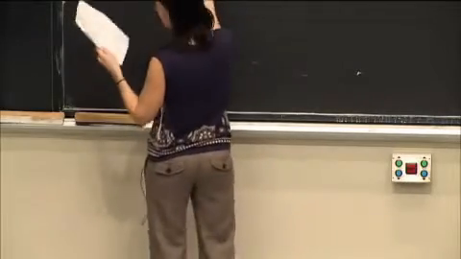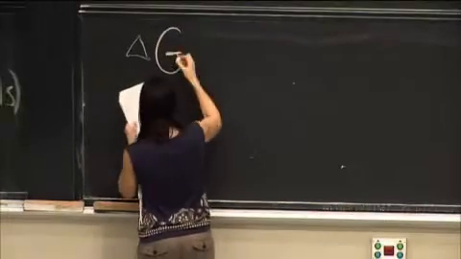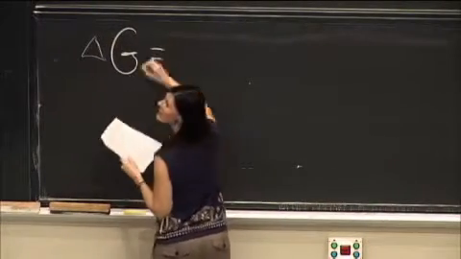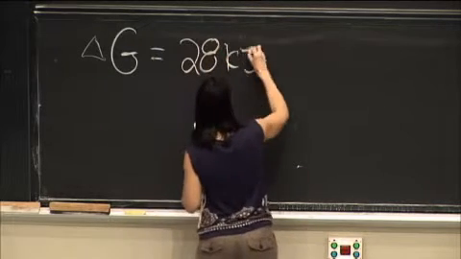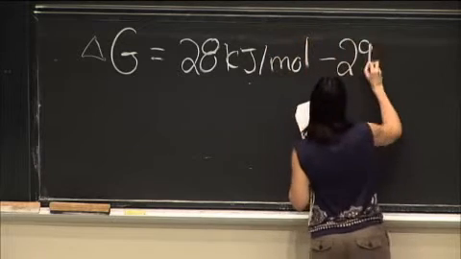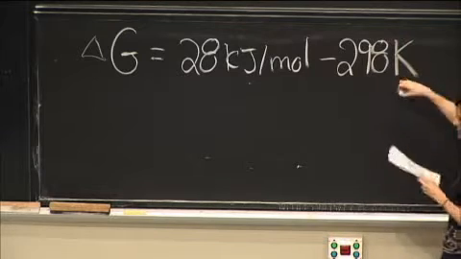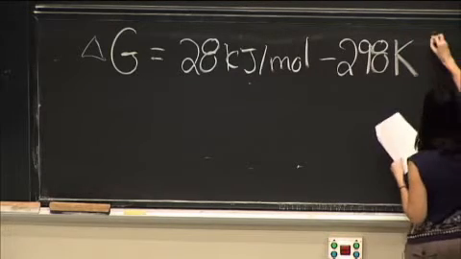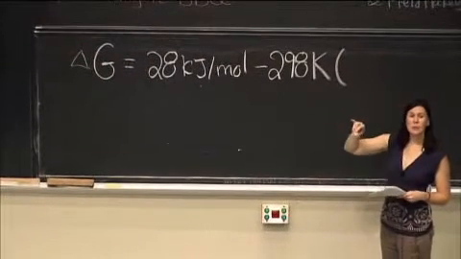So if we're talking about room temperature here, we're going to say that delta G, in this case, is going to be equal to 28 kilojoules per mole, minus, we're at room temperature, 298 Kelvin. In this equation, you always put temperature in Kelvin. And then we need to multiply it by the entropy, which is 109 joules per Kelvin mole.